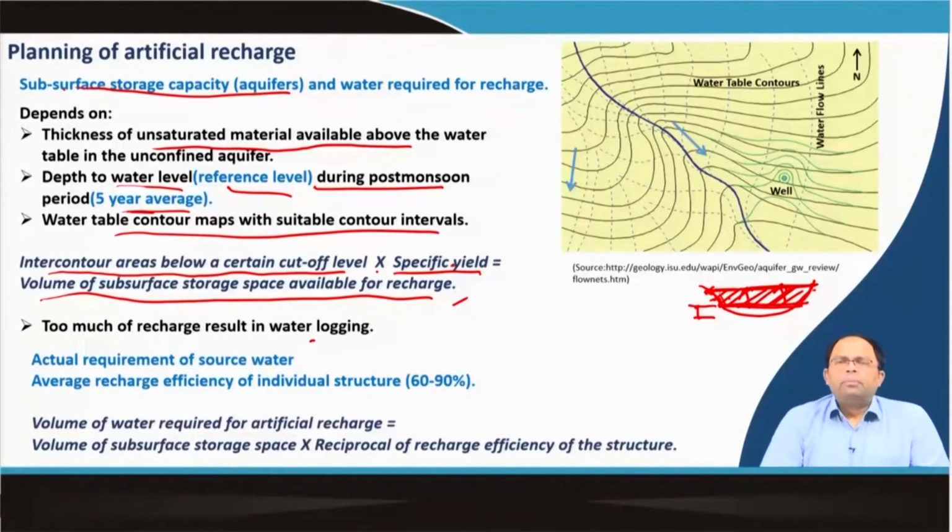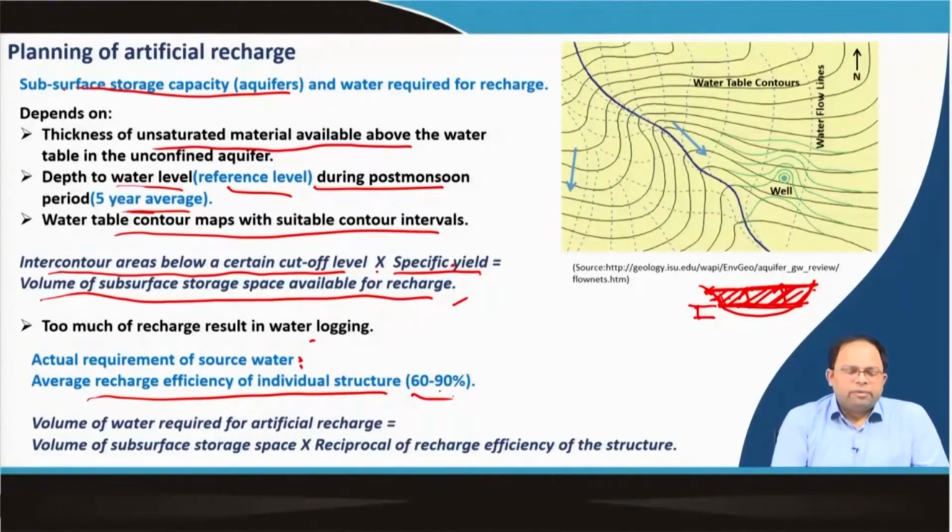So, the actual requirement of source water to fill this particular volume of soil basically depends on the average recharge efficiency of the individual structure. That means, if I put 100 liters of water in a recharge structure, based on its efficiency only a percentage of water actually gets into the ground. So, let us assume that 60 to 90% is the efficiency of that particular structure. That could be for many reasons. It could be losses of water from evaporation, some amount of water will not percolate, and maybe so many other reasons. So, the average recharge efficiency of the individual structure is also important.